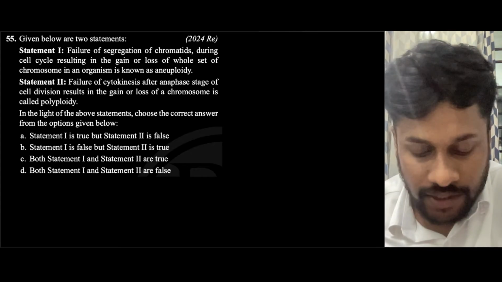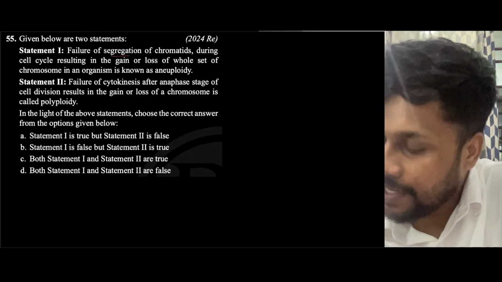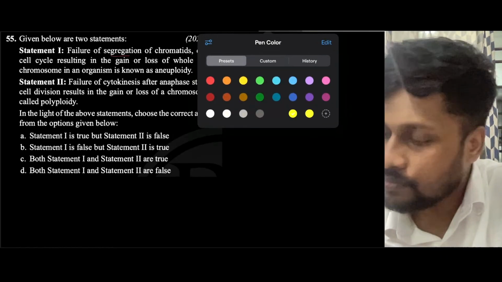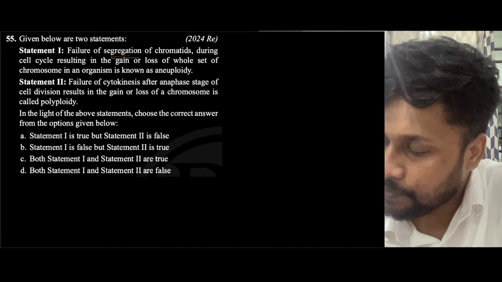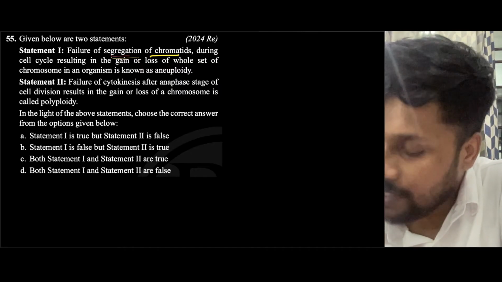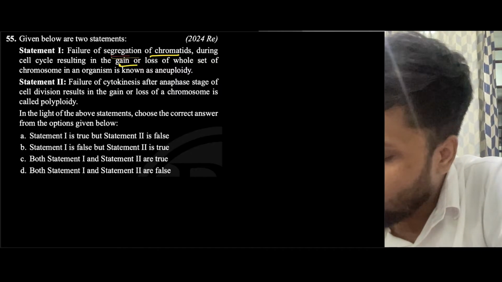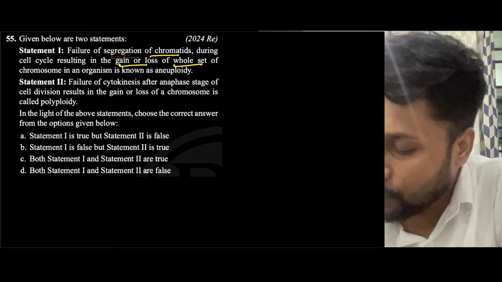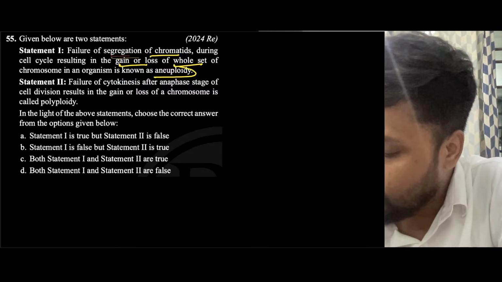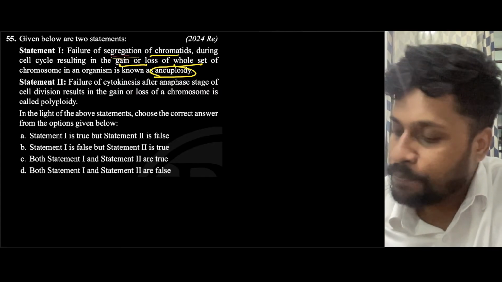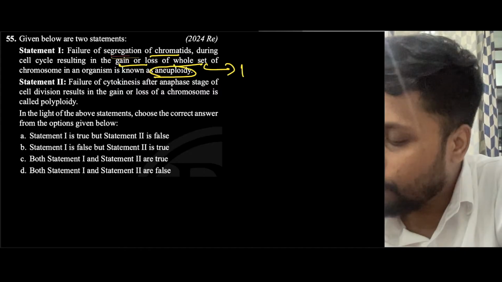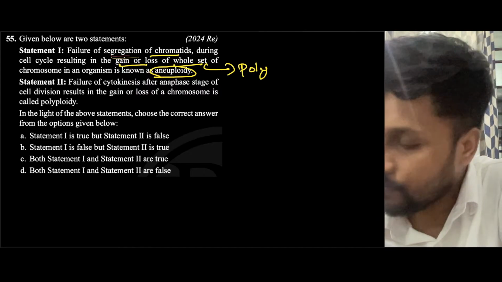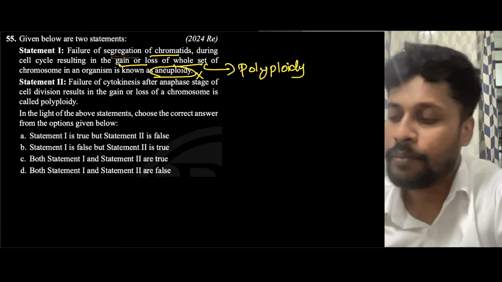Here you can see that in statement 1, failure of segregation of chromatids during cell cycle results in the gain or loss of a whole set of chromosome in an organism is called aneuploidy. You know that if a whole set of chromosome is changing, that is called polyploidy, not aneuploidy. Hence, this statement is wrong.